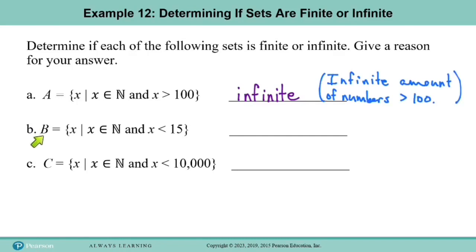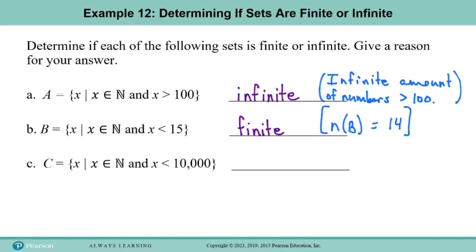For part B, we have set B is the set of all elements x such that x is an element of the natural numbers and x is less than 15. Now, as we know, the smallest natural number is 1. So this set will contain all the natural numbers from 1 up to 14, because 14 is the largest natural number that's less than 15. And so there are only 14 of those numbers. This is a finite set. And for a reason, I'm just going to say that the cardinality of this set is 14.